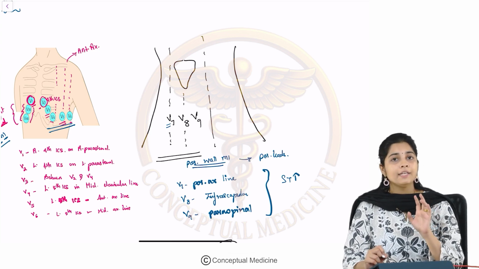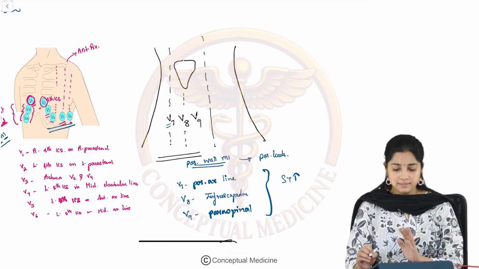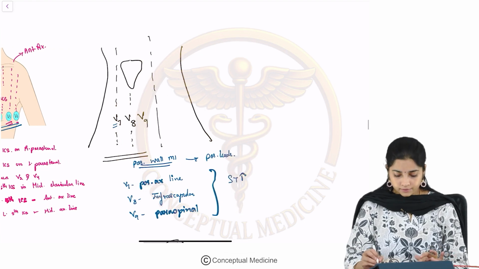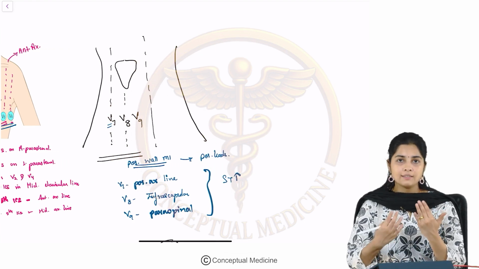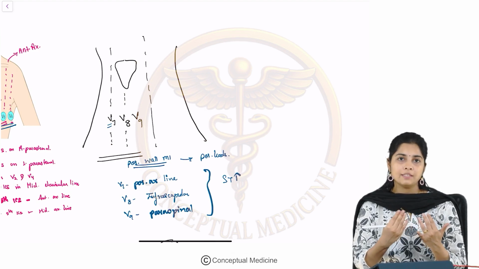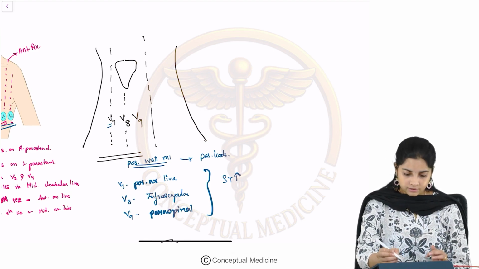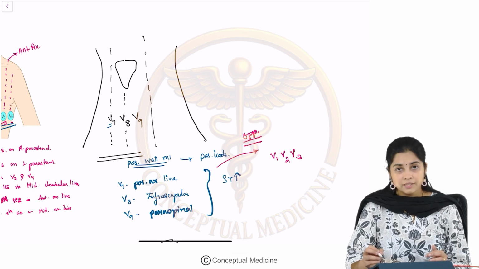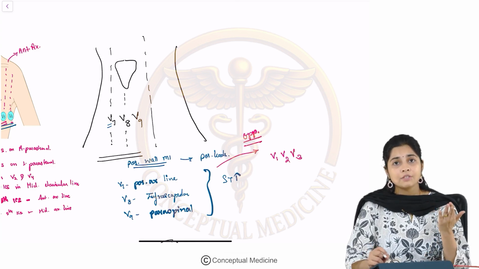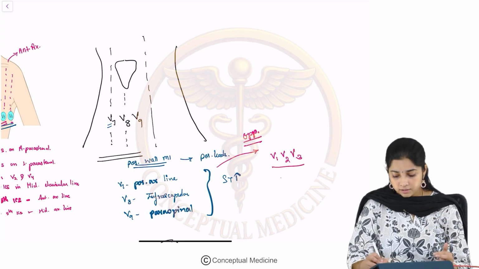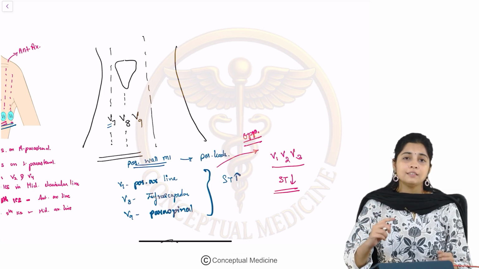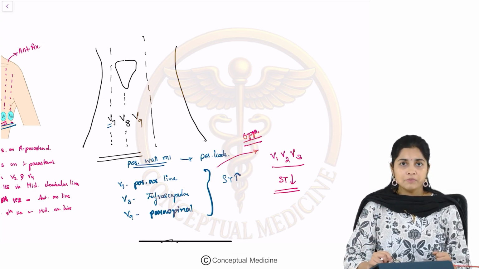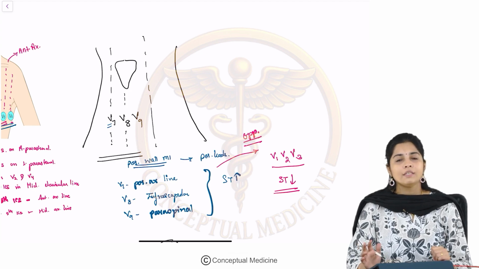But can you find the posterior wall MI in your normal ECG? Yes, you can look for reciprocal changes. So, which leads are diametrically opposite to V7, V8 and V9 anteriorly? That is your V1, V2 and V3. So, this is opposite to V1, V2 and V3. So, if you have an ST segment elevation in V7, V8 and V9, what are you expecting here? You will have ST segment depression in V1, V2 and V3. So, if you have significant ST segment depression in V1, V2 and V3, then you consider a posterior wall MI.